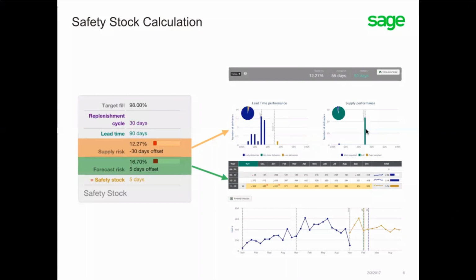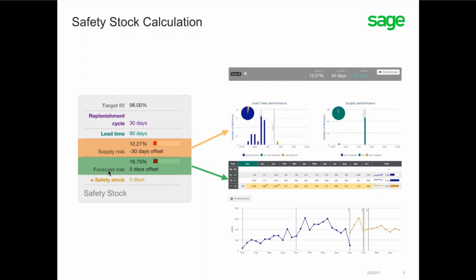We also look at whether you were supplied in full or whether you were short supplied, and we will apply a risk against that supply of that item in that location. So here we're taking some days out of our stock. We're also looking at your forecast risk.